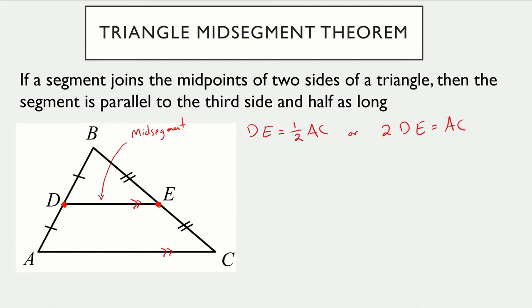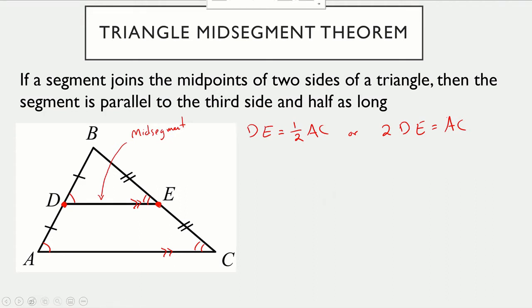And one other thing we get from here is because these are parallel, that means this angle here is going to be congruent and corresponding to that one there, and this angle here is congruent and corresponding there.